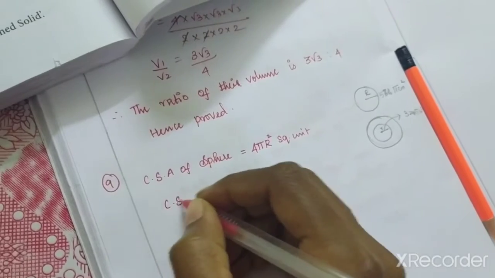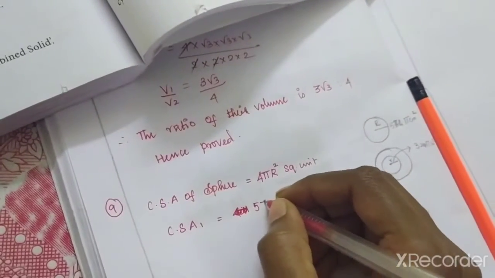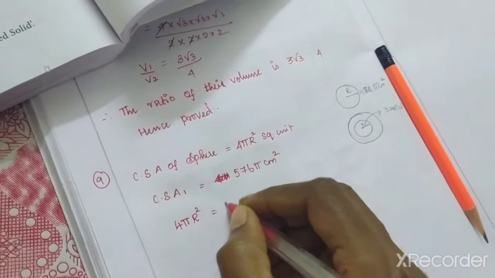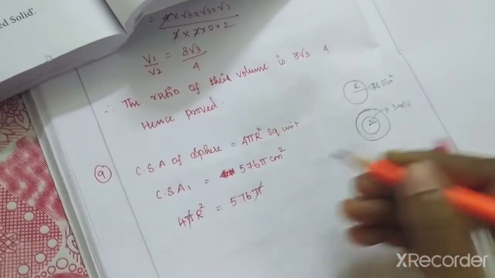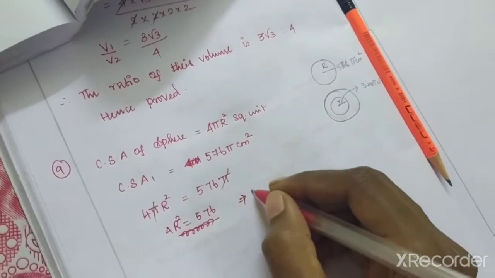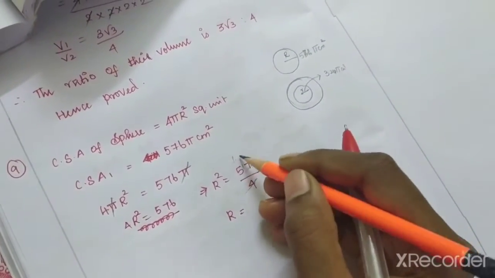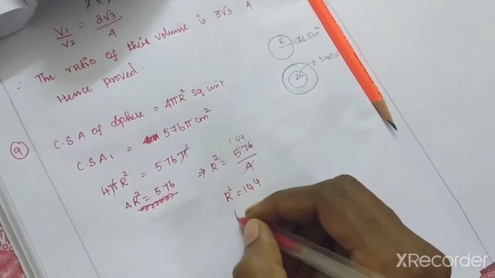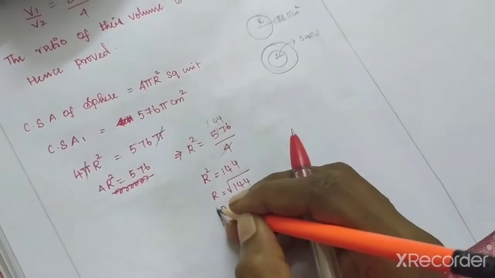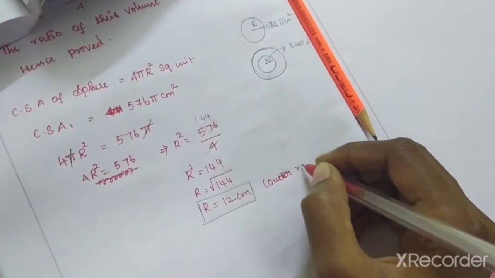So CSA 1 equals 4 pi R square. The value given is 576 pi centimeter square. So 4 pi R square equals 576 pi. The pi cancels, and the 4 moves across, so R square is equal to 576 by 4, which cancels to 144. So R is equal to root of 144. What is R? 12 centimeter. By the given value, we find the radius. This is the outer radius.